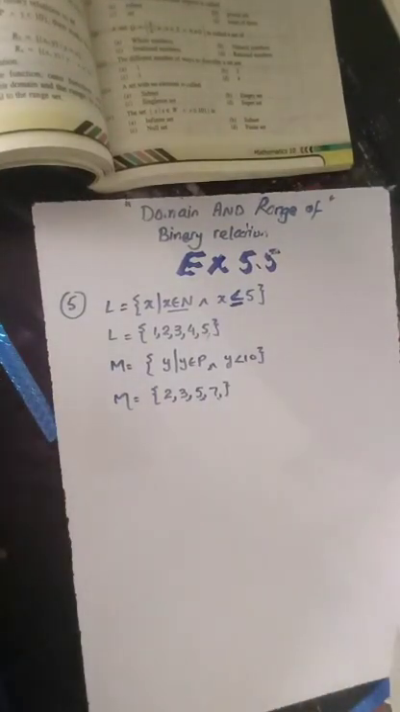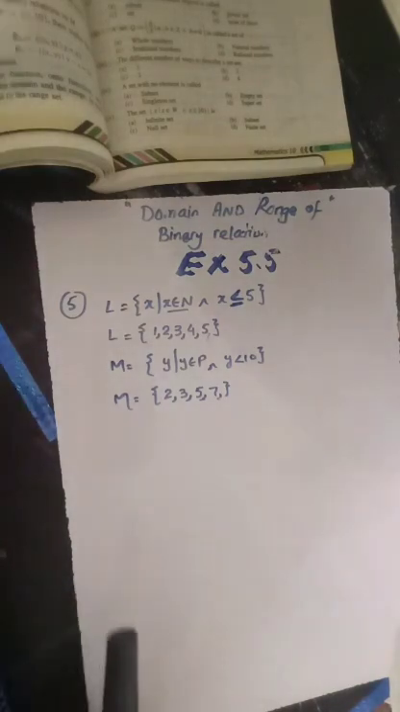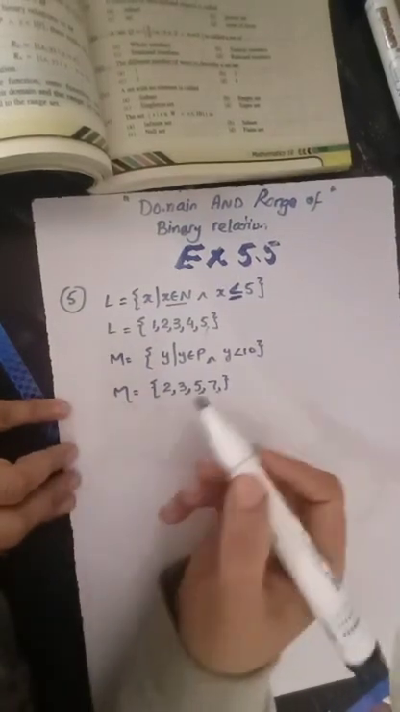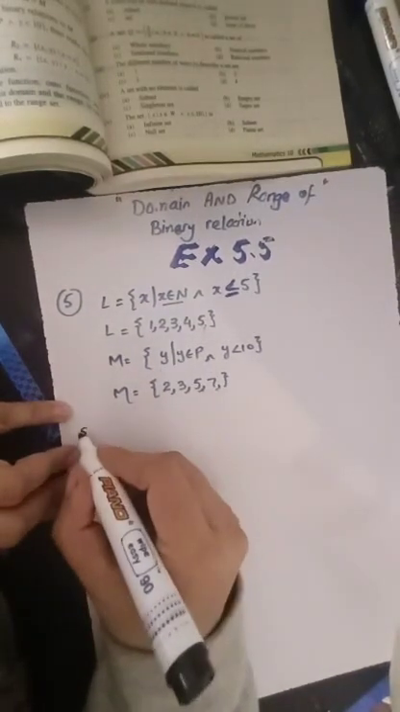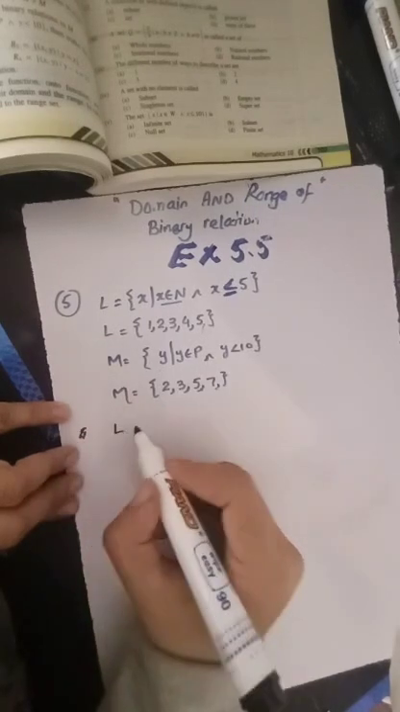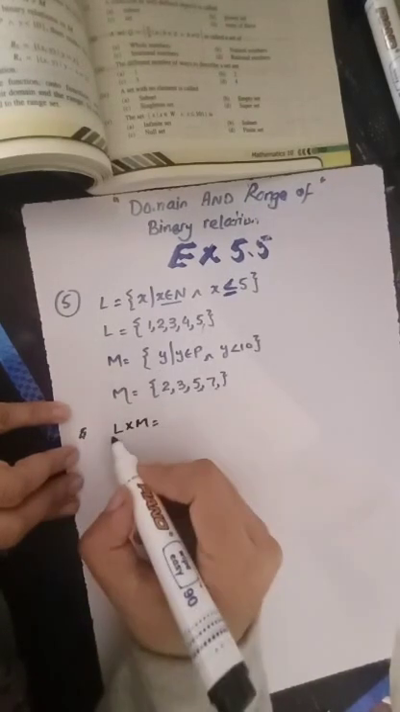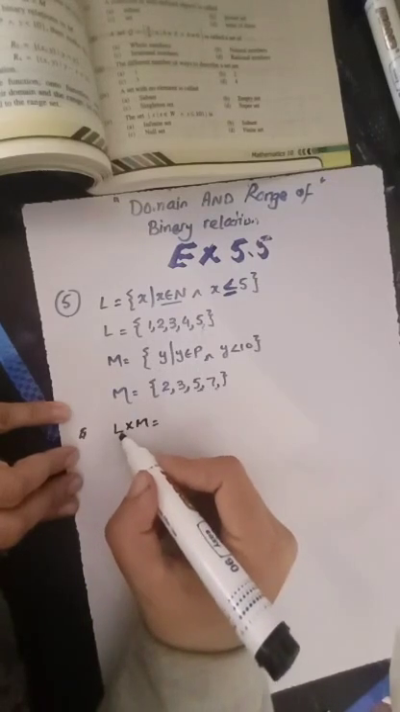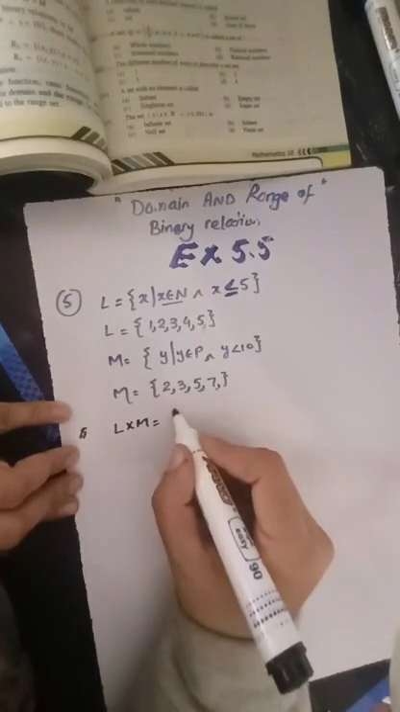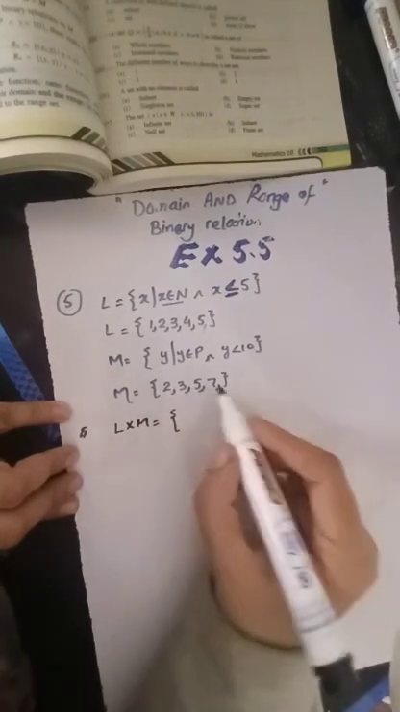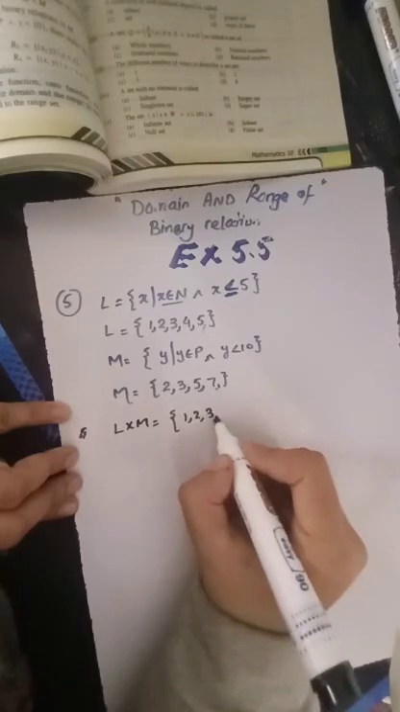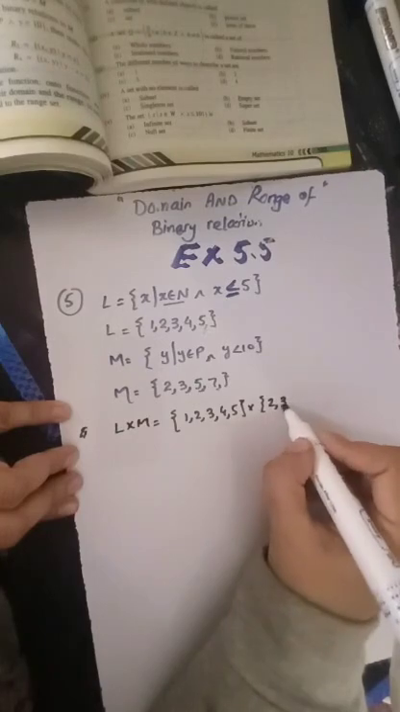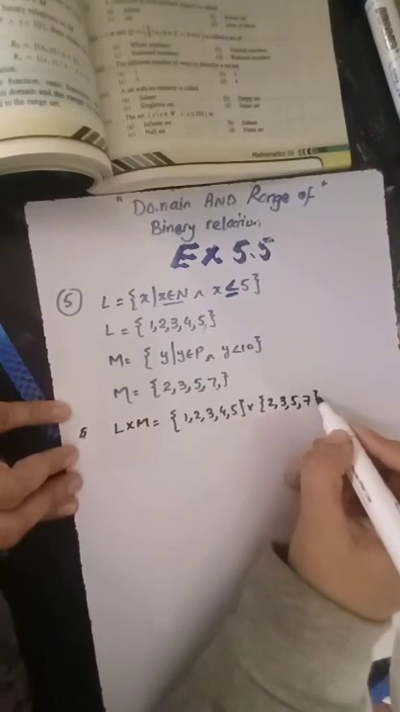Now we have to find the binary relations from L to M. Okay, so it means that we have to find L cross M because we are going from L to M. Binary relations from L to M means we have to take L as first element and M as second element. So L is 1, 2, 3, 4 and 5, cross M is 2, 3, 5 and 7.